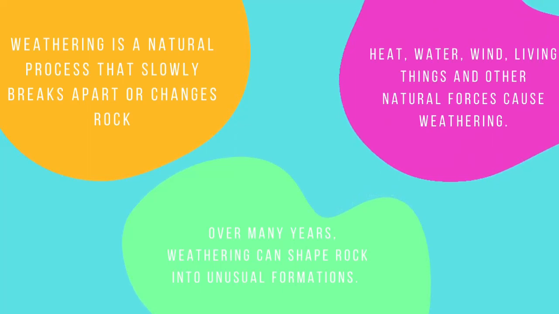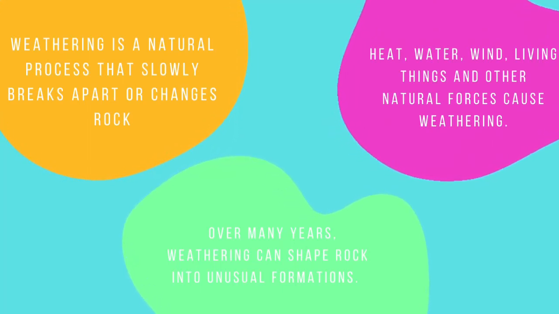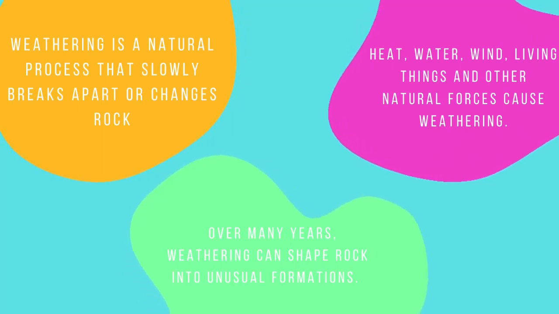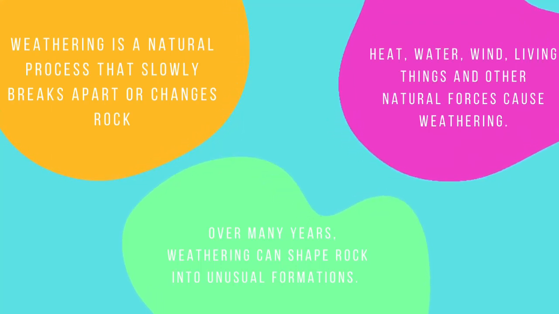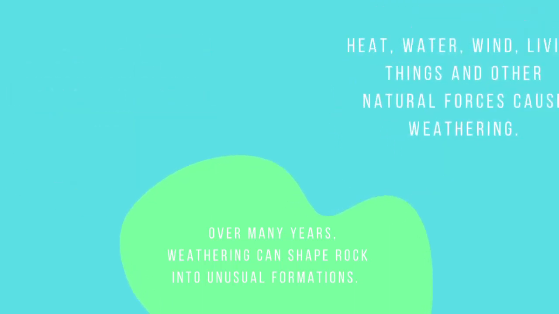Weathering is a natural process that slowly breaks apart or changes rock. Heat, water, wind, living things, and other natural forces cause weathering. Over many years, weathering can shape rock into unusual formations. Thus, weathering is a fundamental Earth process. Again, there are three types of weathering, and these are chemical weathering, physical weathering, and biological weathering.